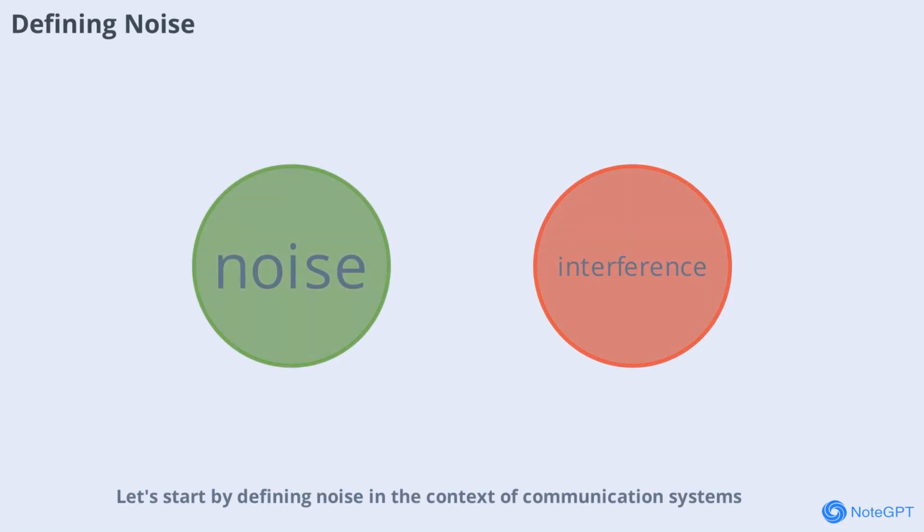Let's start by defining noise in the context of communication systems. Noise is any unwanted signal that interferes with the transmission or reception of the intended message. It can occur at any point in the communication process, from the sender to the receiver. Noise can be random or systematic, and it often results in a loss of information or a decrease in the quality of the message.